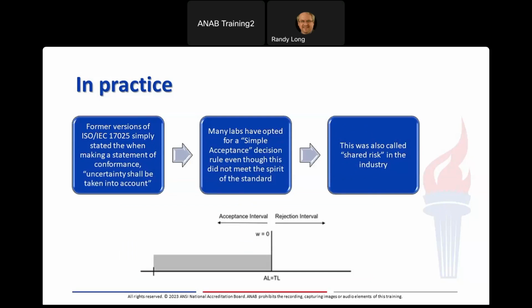So in practice, former versions of 17025 simply stated that when a statement of conformance is made, uncertainty shall be taken into account. Many labs have opted for what they call a simple acceptance decision rule, even though this did not meet the spirit of the standard. This was also called shared risk in the industry, and also in ILAC G8. So you can see here in the image, we have an acceptance interval and we have a tolerance level that are the same. If this is the nominal value here to the left, we have this gray band of where we would accept that result.